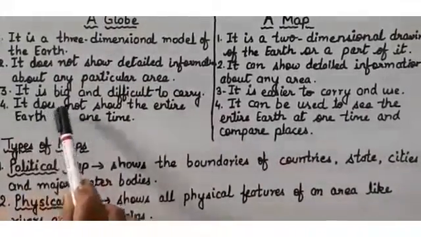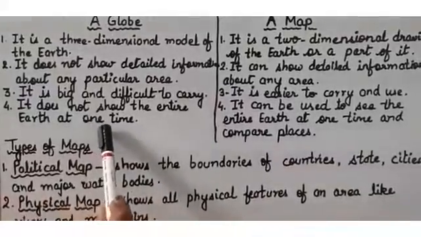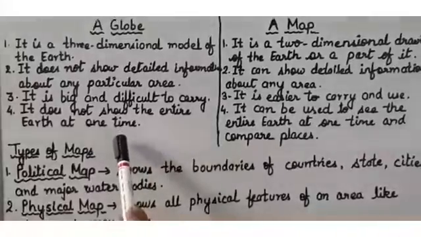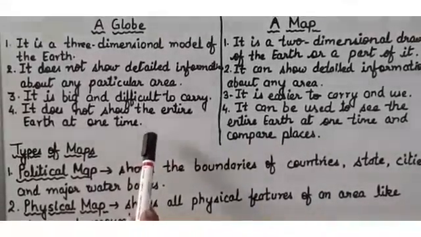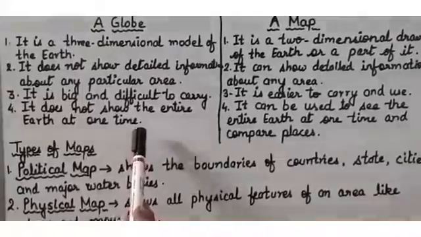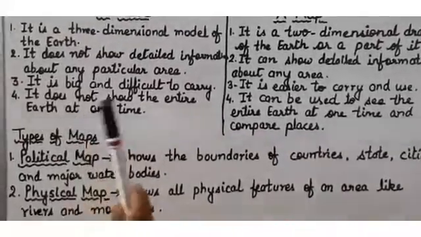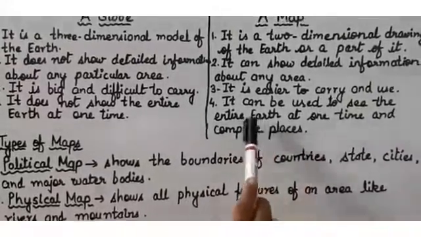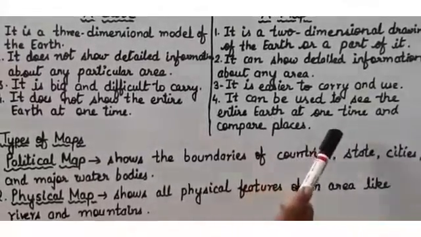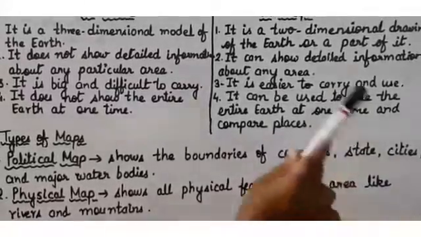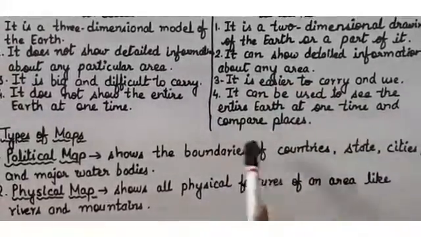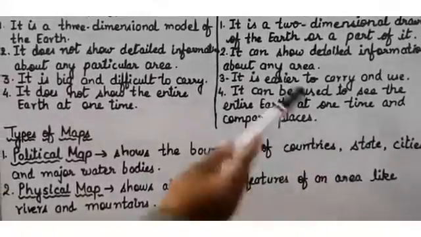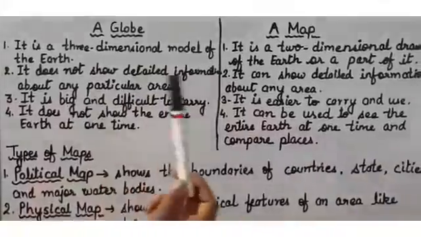Number four: a globe does not show the entire Earth at one time. To see one half of the globe, we have to rotate it to see the other half. But a map can be used to see the entire Earth at one time, and we can compare the places also in a map. Now, these were the differences between a globe and a map.